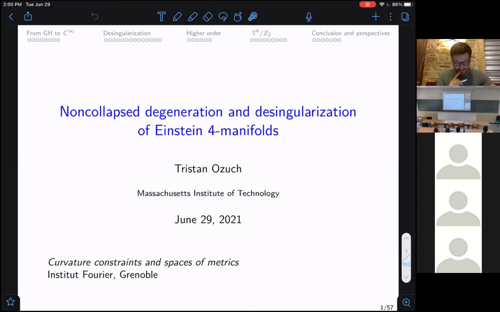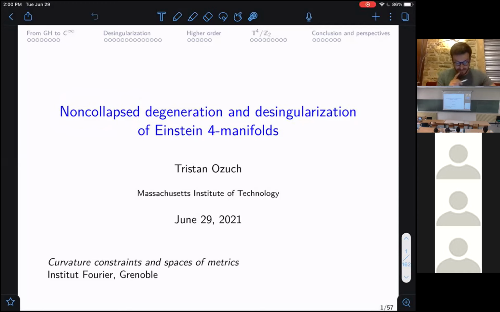Okay, so let's start. An Einstein metric has constant Ricci curvature, so that's already a nice enough equation that motivates the study of these metrics. But my very favorite way to motivate them in dimension 4 is that they minimize the L2 norm of the curvature whenever they exist on a given manifold. So there is a strong link between Einstein metrics and the underlying topology.